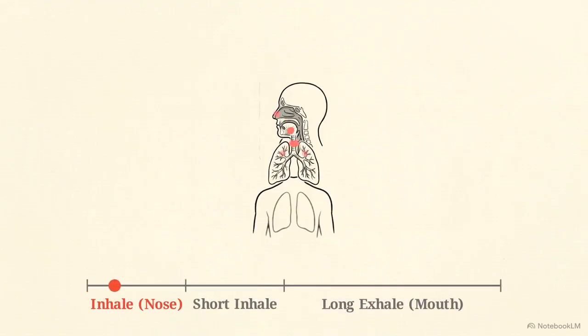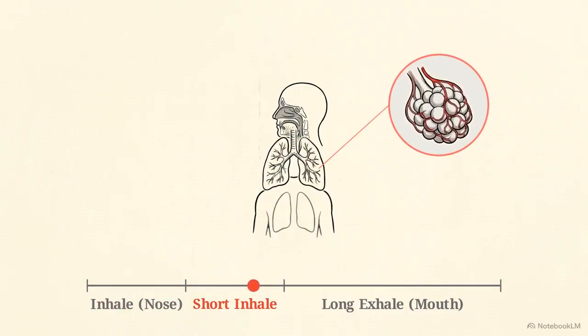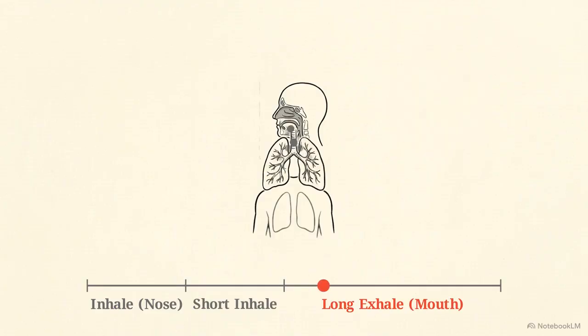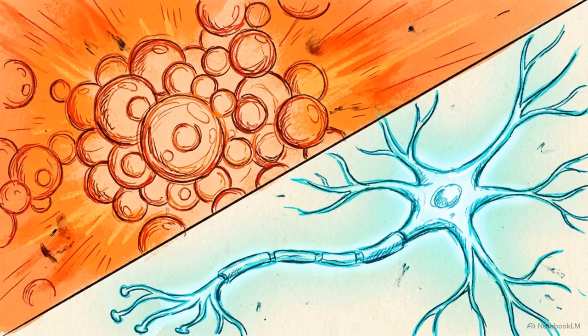You take a deep nasal inhale, followed immediately by a shorter inhale, popping open the tiny air sacs in your lungs. Then release all air through your mouth in a slow, lung-emptying exhale. This pattern rapidly offloads carbon dioxide and signals the autonomic nervous system to shift from a state of agitation back to a state of calm.